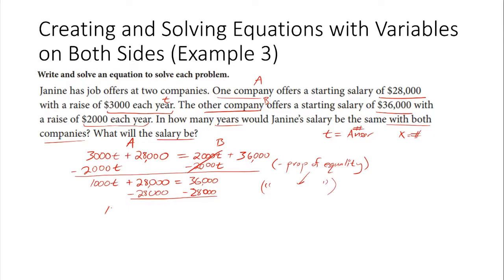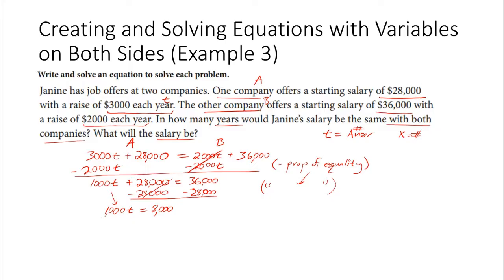All right, so we have 1,000t still there, it just moves down. These cancel out, which is a good sign. 36,000 minus 28,000. You should get what, 8,000? Very nice. And then how do you get rid of the multiplying 1,000? Because we want t all by itself.